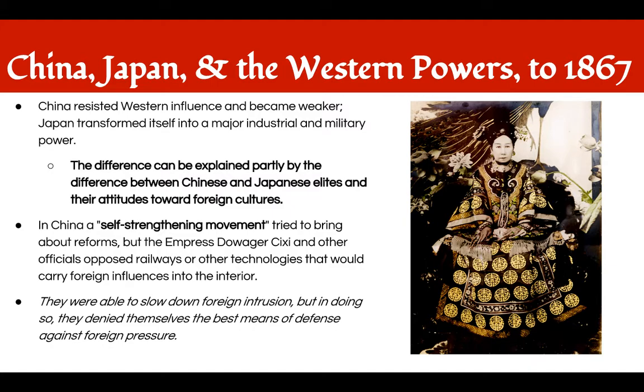But let's get started. The main idea here is to understand that China and Japan had very different reactions to Western imperialism and the spread of Western influence. China resisted this influence and becomes much weaker, whereas Japan decides to transform itself and use it as a model to make itself a major industrial and military power.